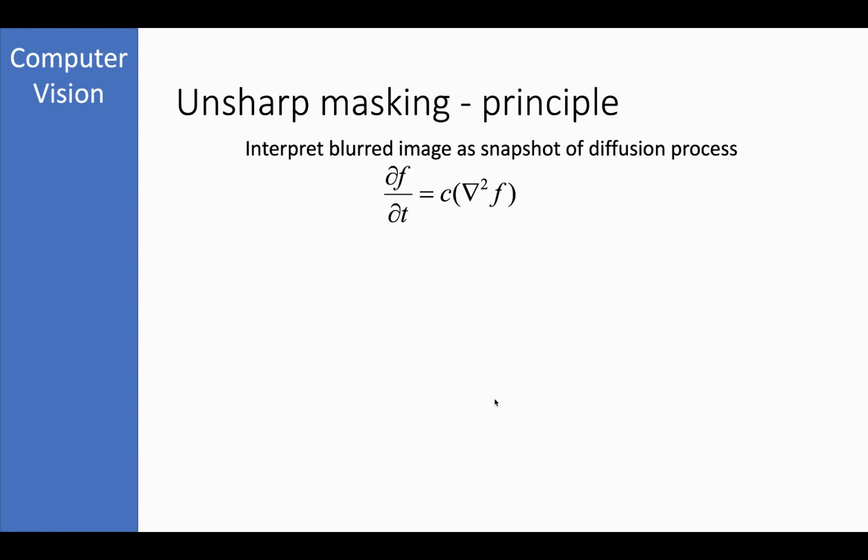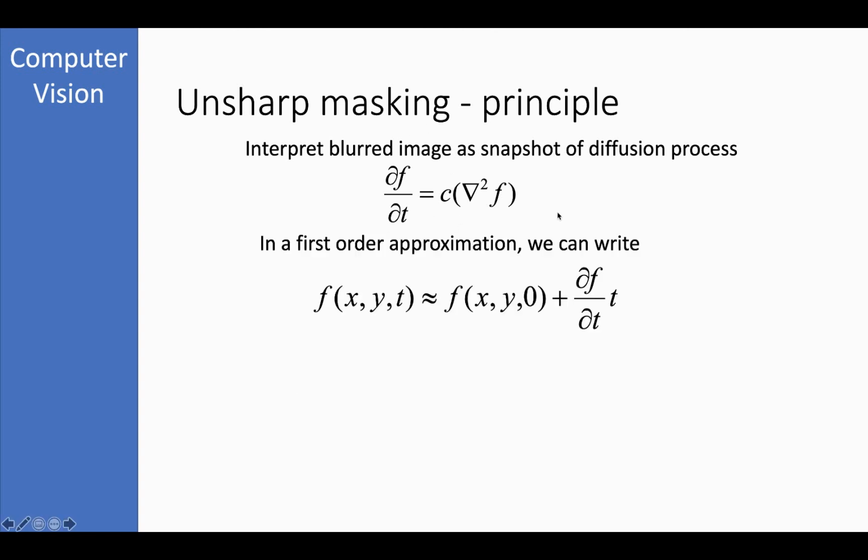The principle is a bit different. We want to interpret the image as actually a snapshot of a diffusion process. And we've seen the diffusion process when we studied anisotropic diffusion filtering. We remember that it led to Gaussian filtering. We will now look at a diffusion process with constant diffusion coefficient.